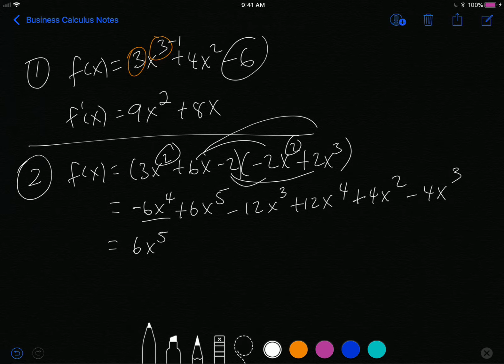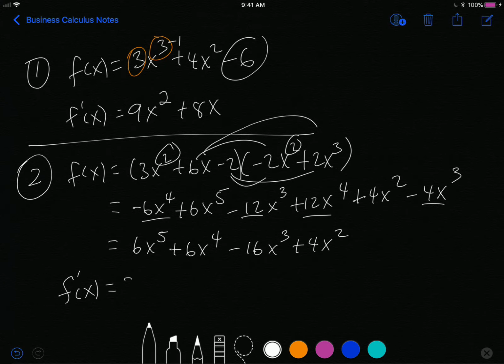I have a 4 and a 4, so that's negative 6 and 12 is 6, x to the 4th power. I have a 3 and a 3, so that's minus 16x cubed. And then I have a 2, plus 4x squared. Now I am ready to find the derivative, f prime of x.